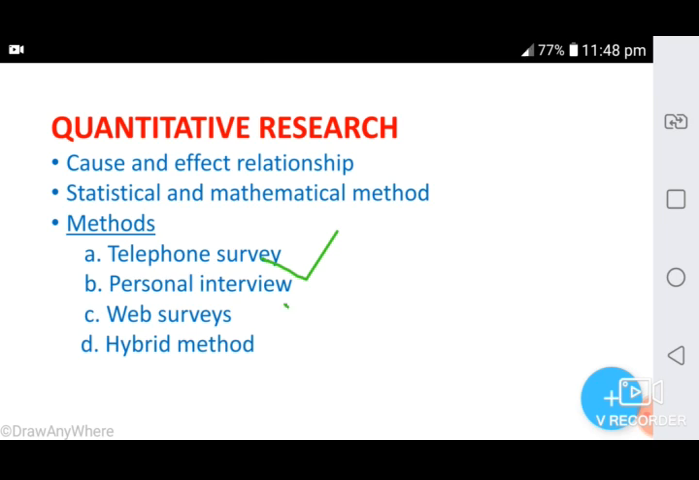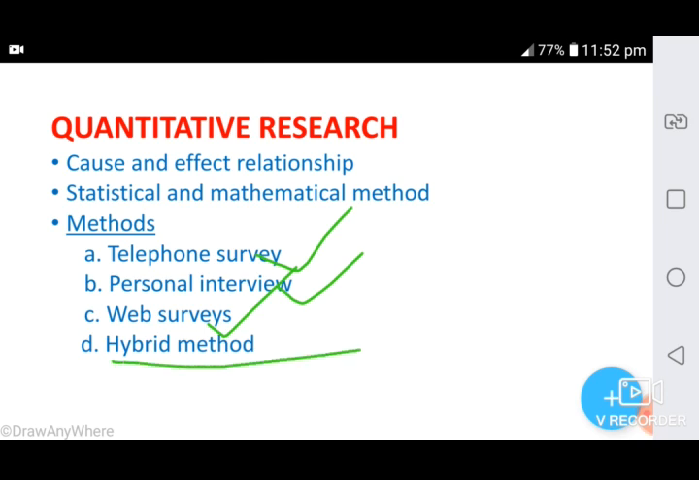Then another one, personal interview. An interview is conducted between interviewer and respondent. The interviewer can be the researcher himself or an agent, to gain understanding of the problem under study. Okay, that is personal interview. Then, in the web survey method, the researcher selects a group of respondents, say 100 to 200 people, and a questionnaire is mailed to them to obtain information. Okay, that is web survey method.